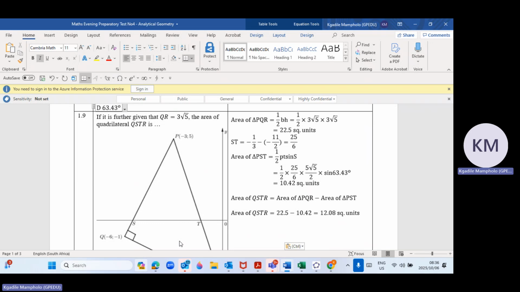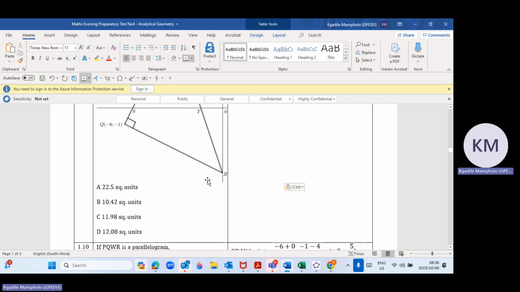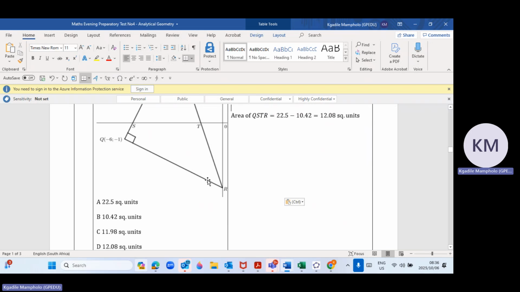square units. So it means the area of this irregular polygon, which is QSTR, will be the area of triangle PQR, which is the bigger one, minus the area of the triangle PST, which we calculated by using the area rule. Then the answer will be the area of QSTR. So that's the area. Then the answer will be 12,08.